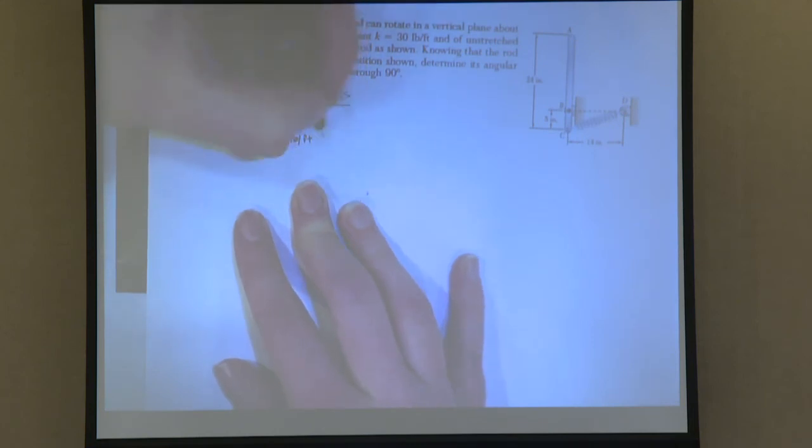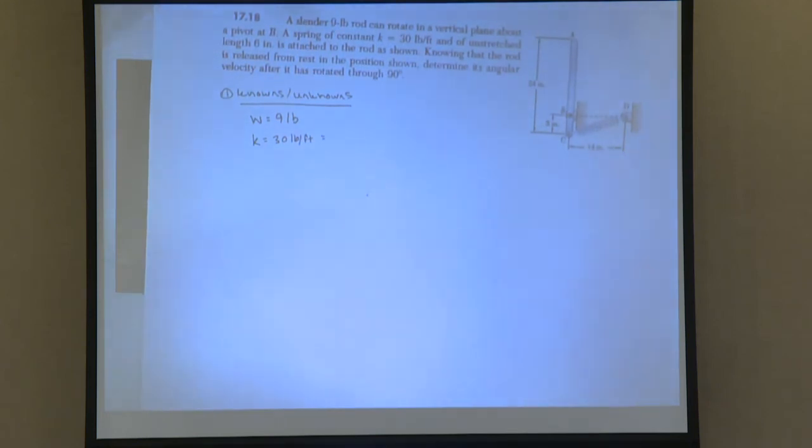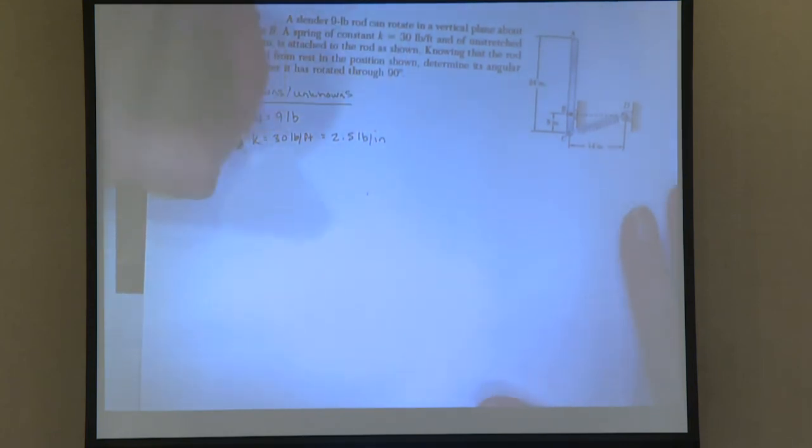We know that k, the spring constant, is 30 pounds per foot. So I'm going to kind of blow your minds here. I'm going to convert this to pounds per inch, which is a little weird, but everything else is in inches, and I just don't feel like converting all that stuff. So this gives me 2.5 pounds per inch. I know that the spring has an unstretched length of 6 inches.